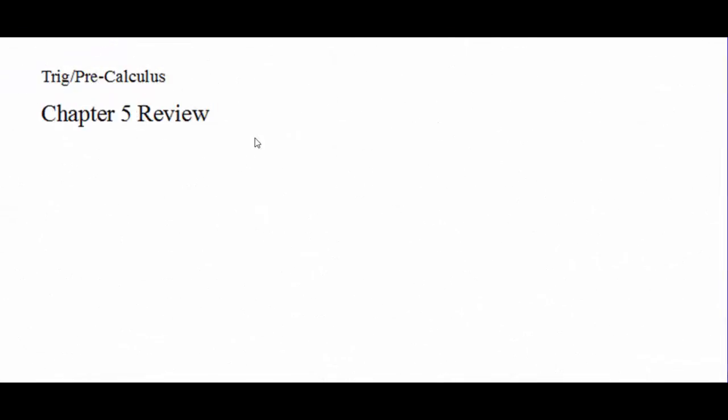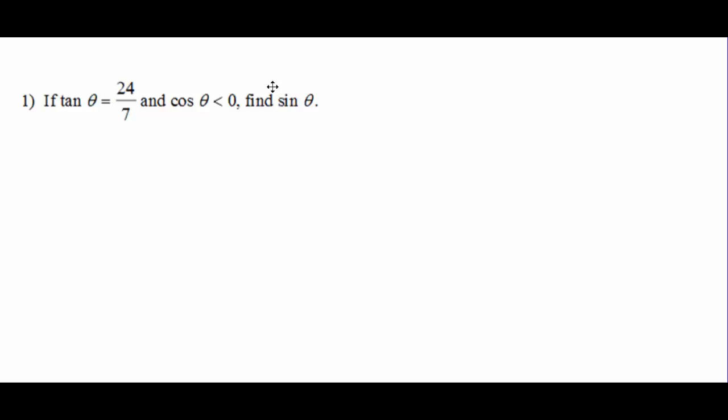Okay, so we've got the Chapter 5 review for Trigonometry / Pre-Calculus. Chapter 5 is all about trig identities and solving trig equations, so here we go. Now, we do start off with some review problems from Chapter 4, actually.